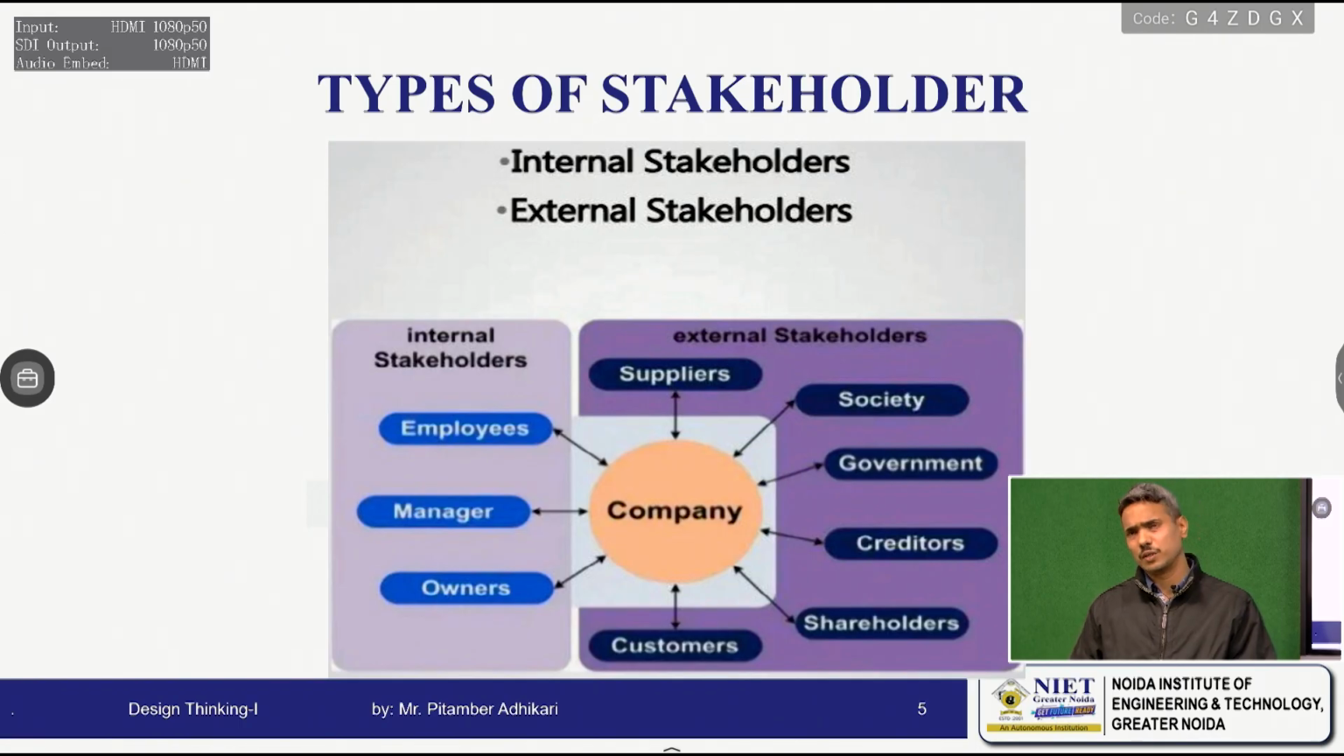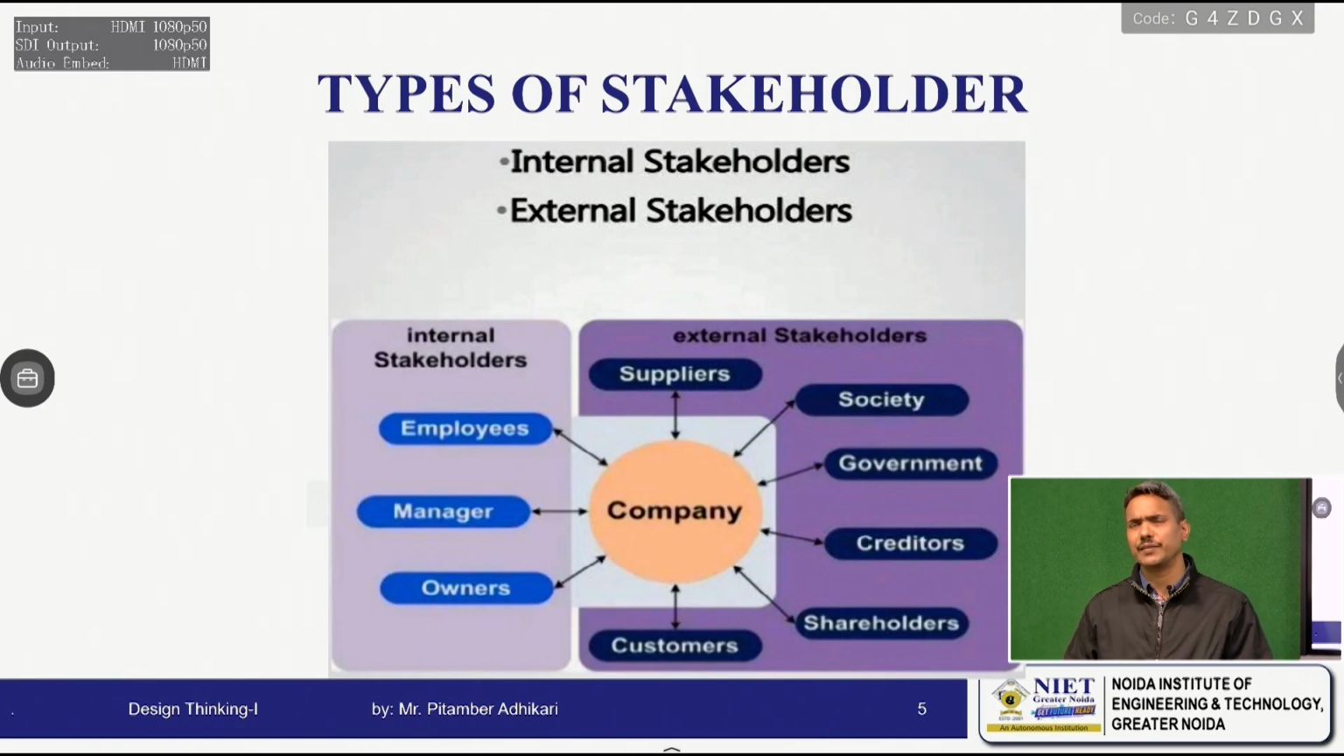What is the meaning of this? Whatever is happening in that organization, there will be a direct impact on these stakeholders. And who are the external stakeholders? They are those who are not directly related to that organization, but they have some kind of relation with it, whether that is a supplier, government, creditor, shareholder, or customer. So this is the difference between internal and external stakeholders.